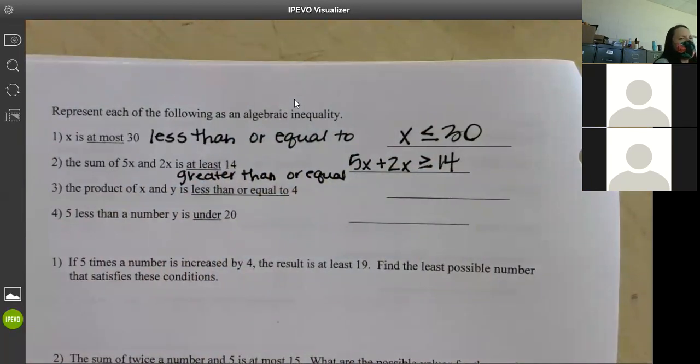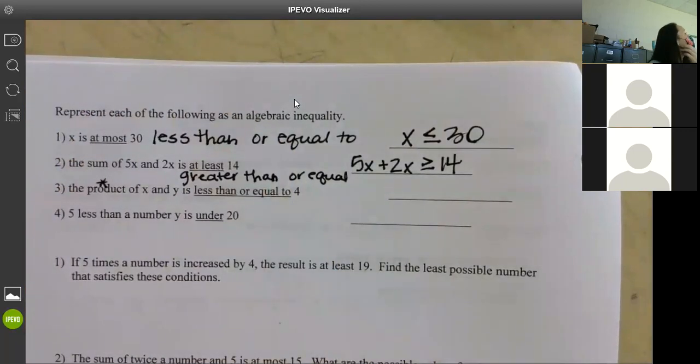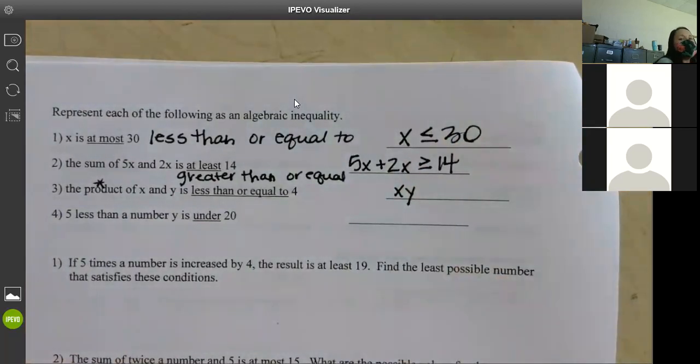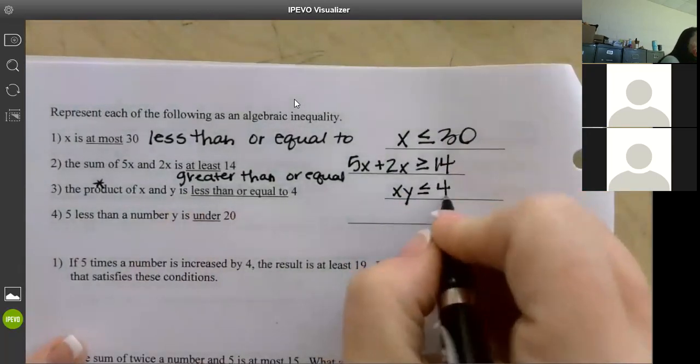The product of x and y. What is product? What's that mean? A product. Everybody knows what sum is. What about product? Nobody? Sum is add. Product is going to be multiply. So it's the answer to a multiply. Okay, so if you see product, that means multiply. The product of x and y, so we're going to multiply x and y. This one tells you specifically is less than or equal to 4.